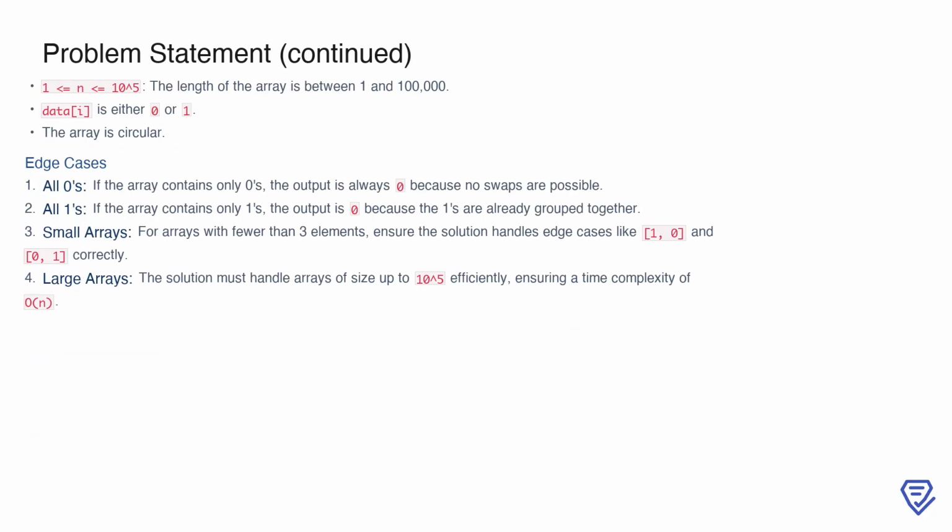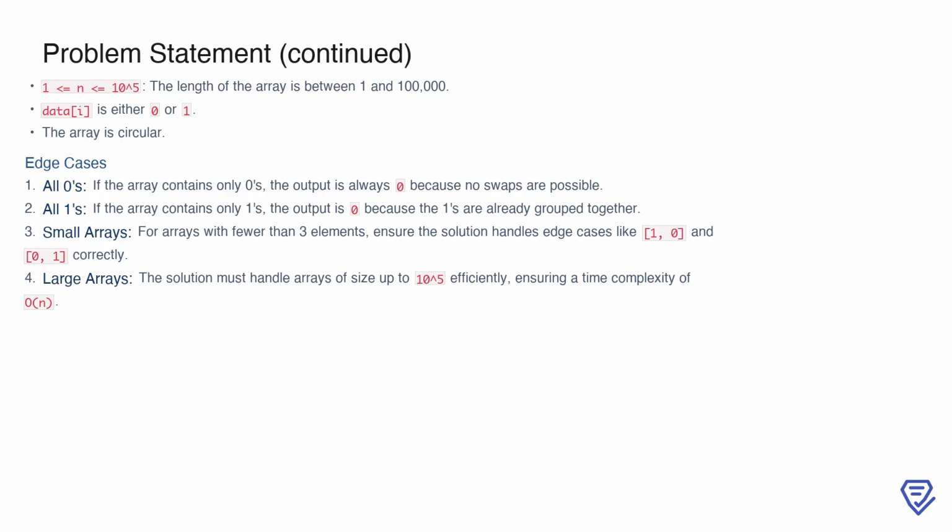Finally, let's talk about the constraints and edge cases. The length of the array, n, can range from 1 to 100,000, so our solution must be efficient, ideally with a time complexity of O(n). Each element in the array, data[i], can only be either 0 or 1. For edge cases, if the array contains only zeros, the output is always 0 because no swaps are possible. Similarly, if the array consists entirely of ones, the output is also 0 since the ones are already grouped.